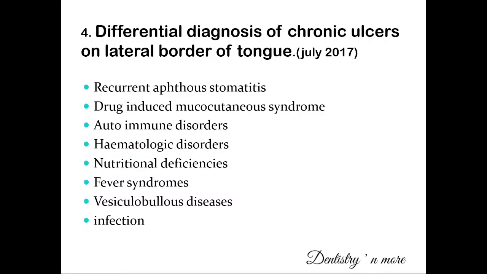Next question to be asked is the differential diagnosis of chronic ulcers on the lateral borders of the tongue. These are the enlisted ones: recurrent aphthous stomatitis, drug-induced mucocutaneous syndrome, autoimmune disorders, hematological disorders. Once you are describing these conditions, you have to highlight their features and how you differentiate them from one another. So you should speak about and highlight each one of them.